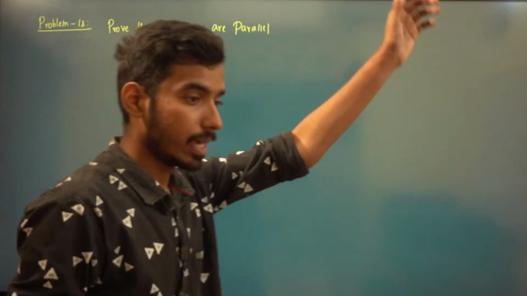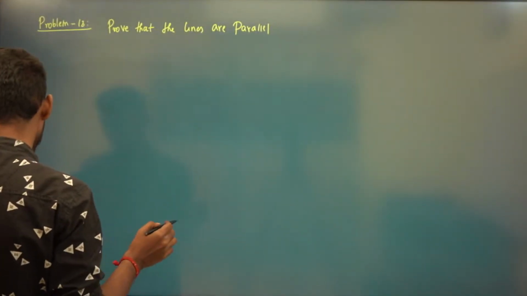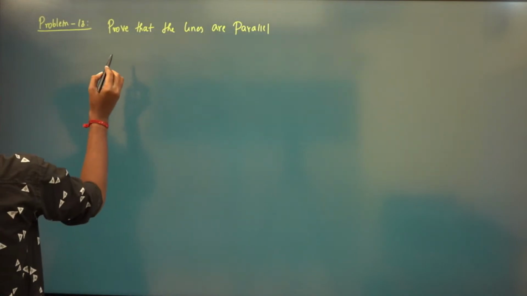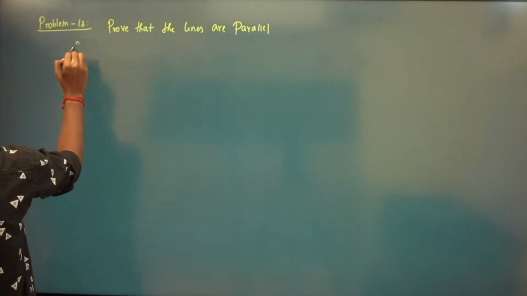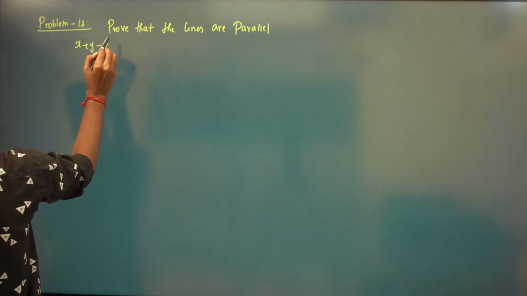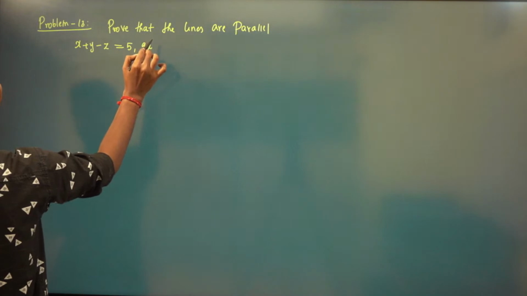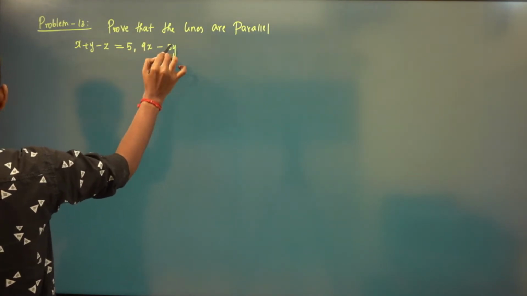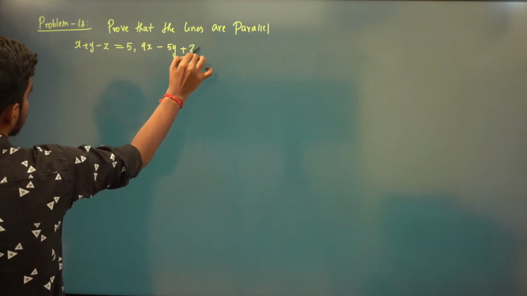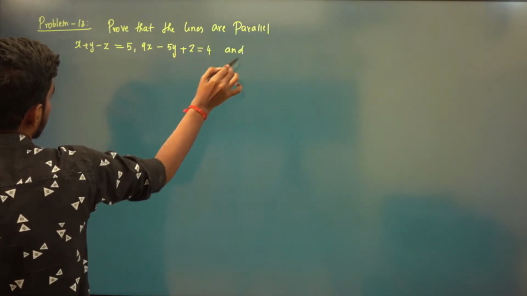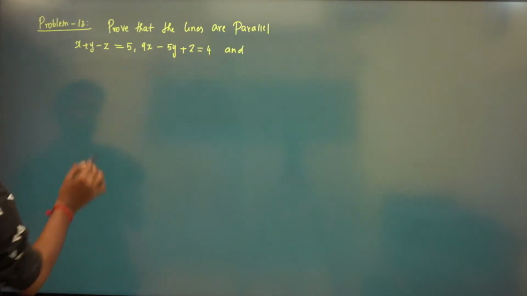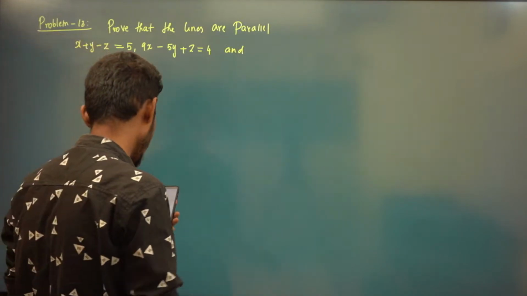Prove that the lines are parallel. So they are going to give you two lines, and you need to show that they are parallel, right? They give two lines, and they will always put a comma to separate these. That way it will be an equation in general form.